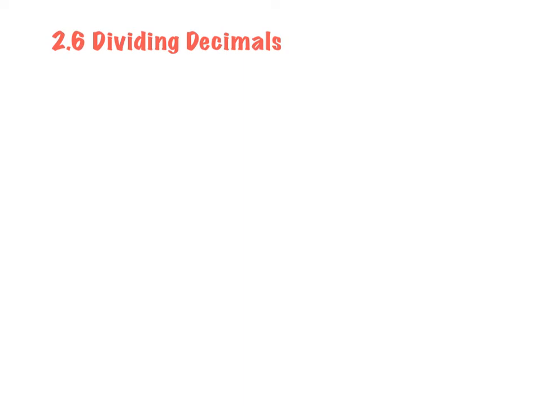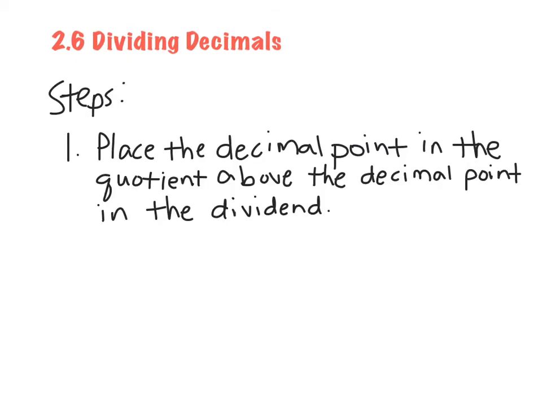Alright, 2.6, dividing decimals. I'm going to list the steps on how to divide them, and then we'll do some practice with dividing them. So the first step is to place the decimal point in the quotient above the decimal point in the dividend, like this. So that's all you're doing, is you're taking that decimal point and you're putting it straight up.